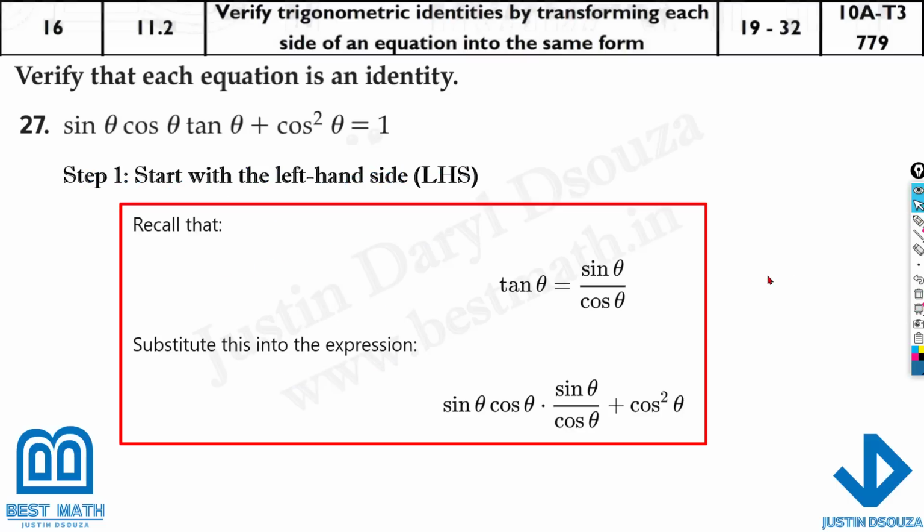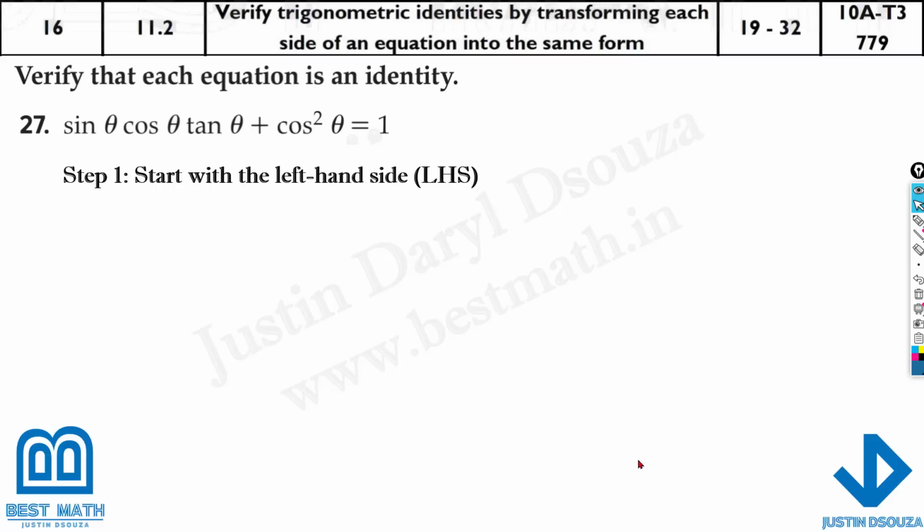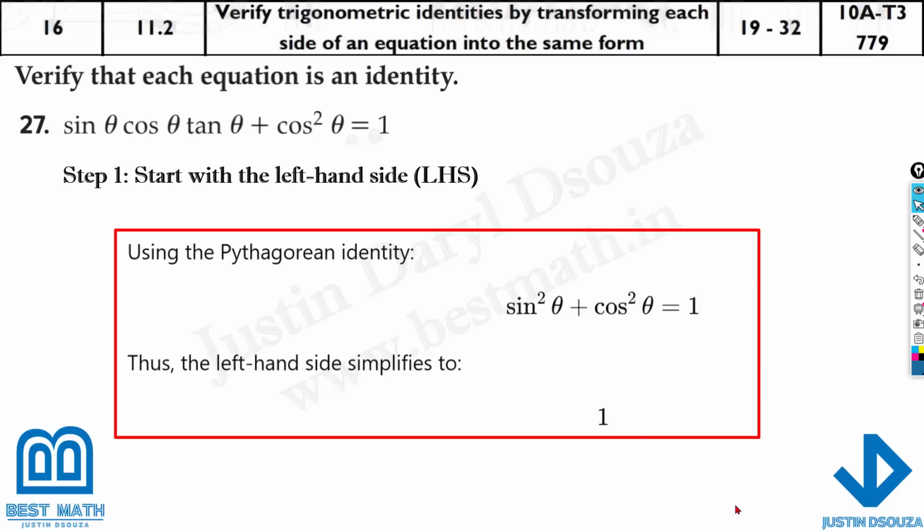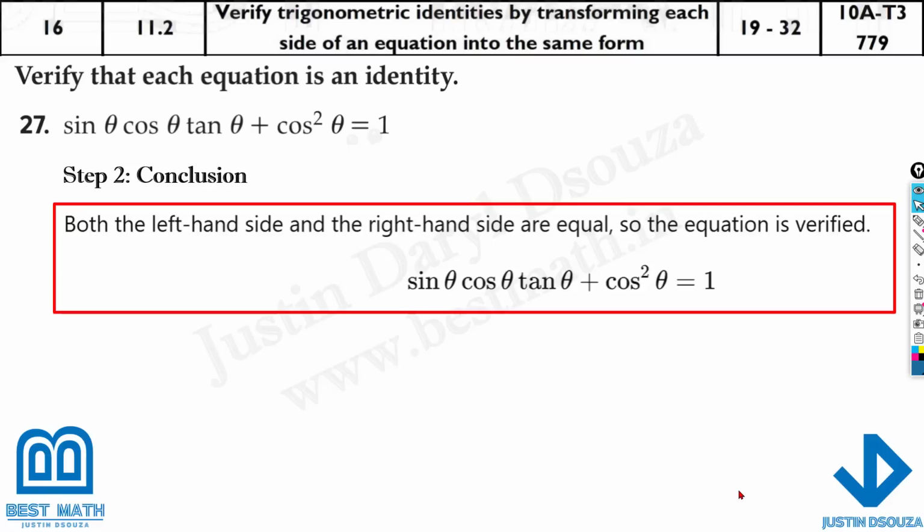Again, here you can see the same thing. They're splitting the terms and then getting it as 1. And conclusion, yes, this is an identity.